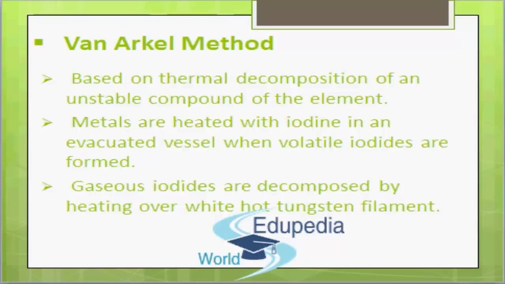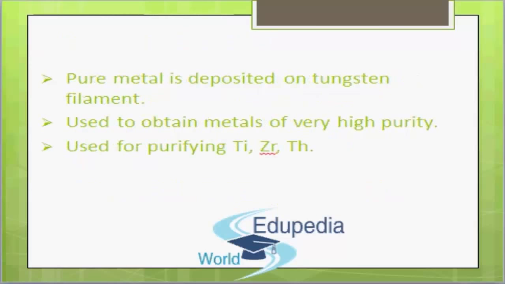The metals are heated with iodine in an evacuated vessel when volatile iodides are formed, and the impurities are left behind. The gaseous iodides are decomposed by heating over a white hot tungsten filament. The pure metal is deposited on the tungsten filament. This is the Van Arkel method, and it is used to obtain metals of very, very high purity.